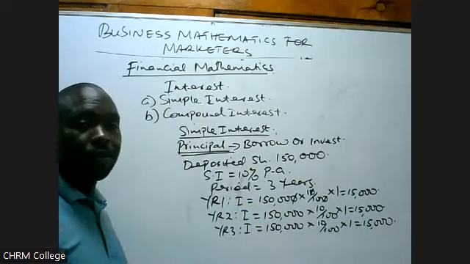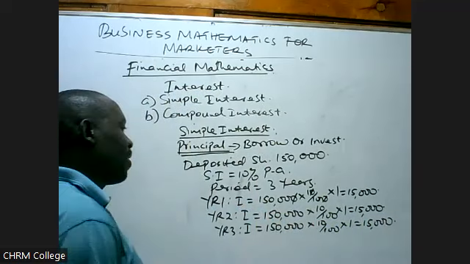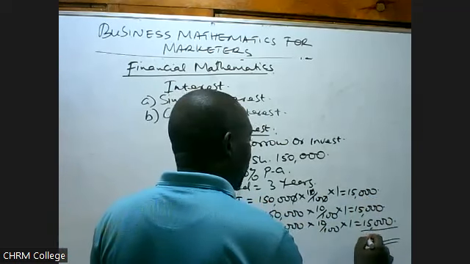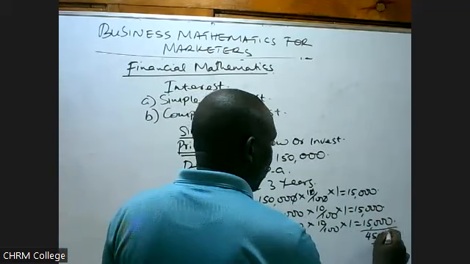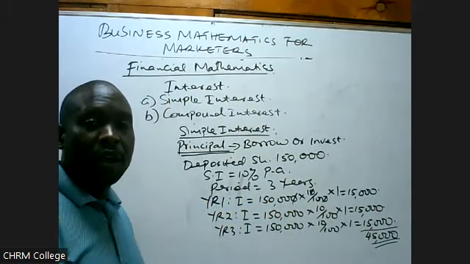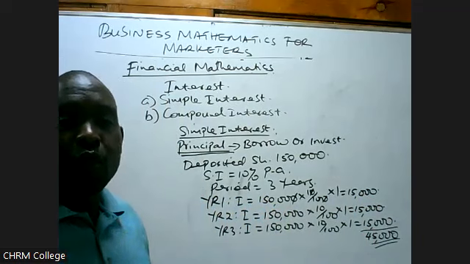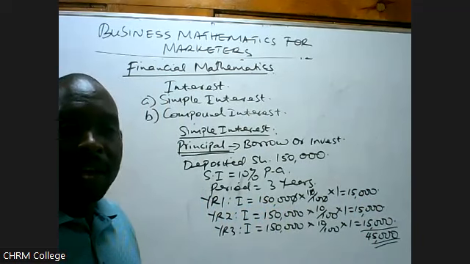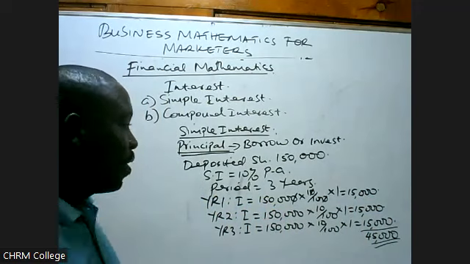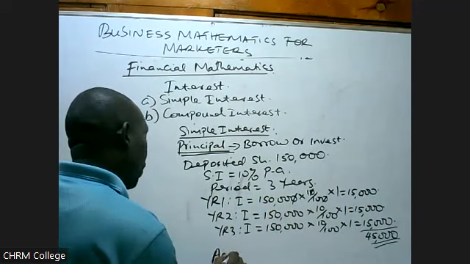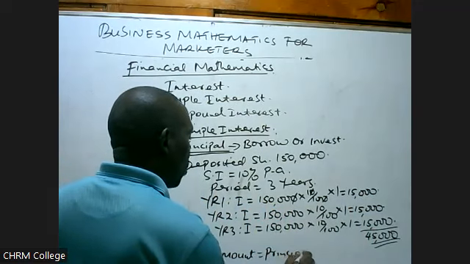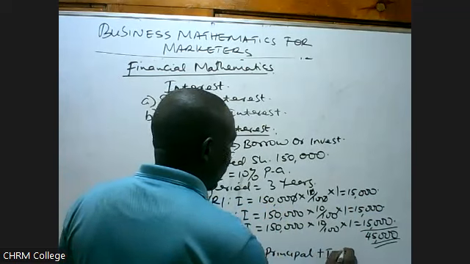15,000. So the total interest that you earn will be equal to 15 plus 15 plus 15. This is 45,000. This is the total interest. And therefore, if you are asked how much will be in this account at the end of year three, what you get in your account at the end of year three, that is now what we call the amount, is normally given by the principal plus the interest.